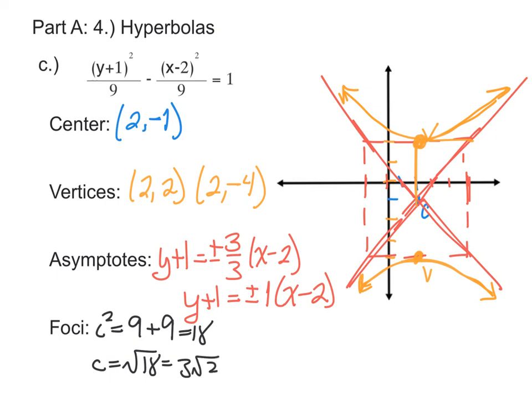Now remember, the two foci have to happen inside of the curves, and that is up and down from the center. So we're going to start with the center, 2, -1, and then add and subtract our square root of 18 to the y coordinate. And that's everything for the hyperbolas.